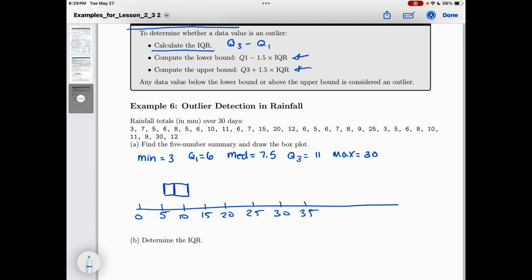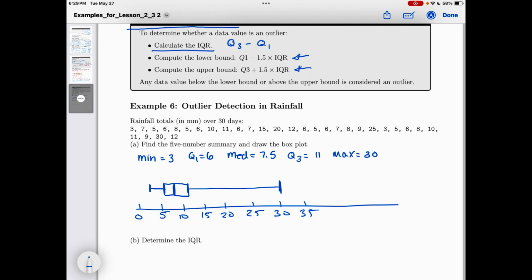Now I have a median at 7.5, so that's going to be about right here. That's where the median is. Then my minimum and my maximum are how I draw my whiskers. My whiskers are going to come out to the minimum and the maximum. So here's my minimum at approximately 3, and my maximum is at 30.